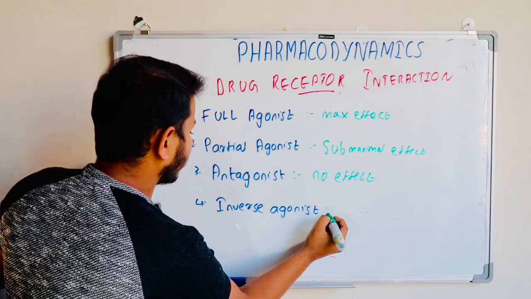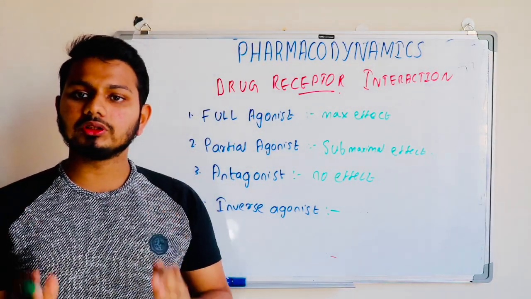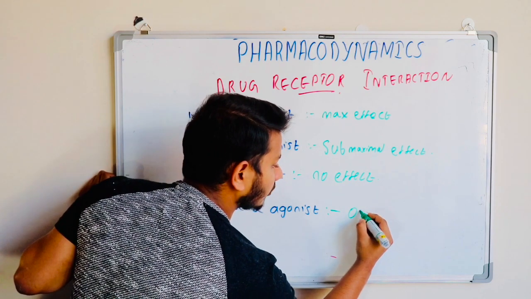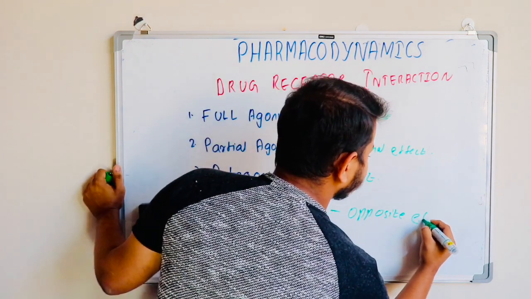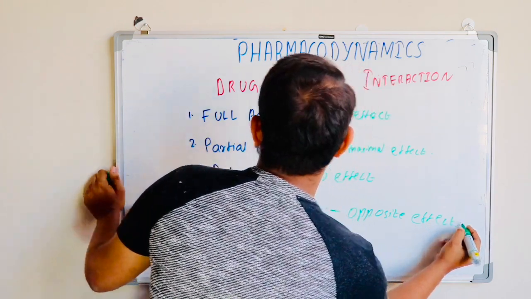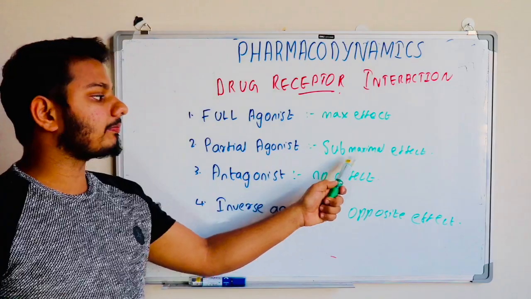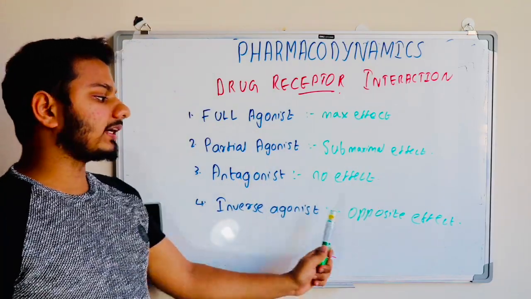Now the last one is the inverse agonist. A drug that binds to a target and produces the opposite effect is known as an inverse agonist. So, opposite effect. So full agonist is maximum effect, partial agonist is submaximal effect, antagonist is no effect, and inverse agonist is opposite effect.